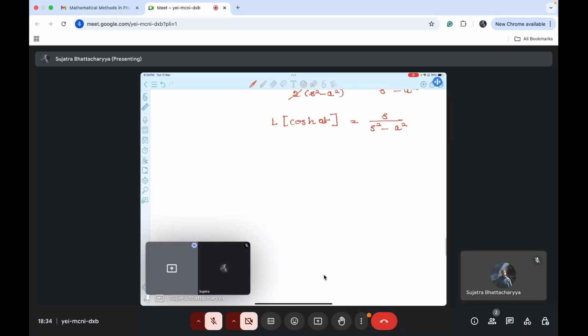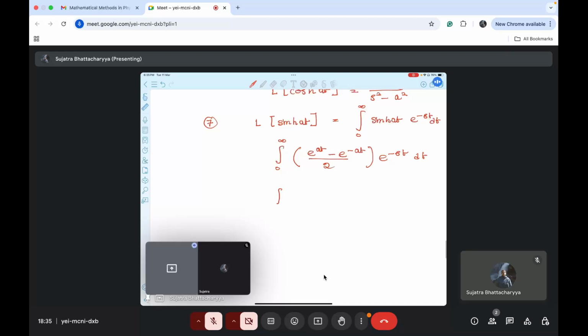Similarly, let's do the Laplace transform of sine hyperbolic at, which is easy to solve, just following the definition: integral from 0 to infinity of sine hyperbolic at times e to the power minus st dt. Writing it in terms of the exponential function because that makes it easy: e to the power at minus e to the power minus at, divided by 2, times e to the power minus st dt.